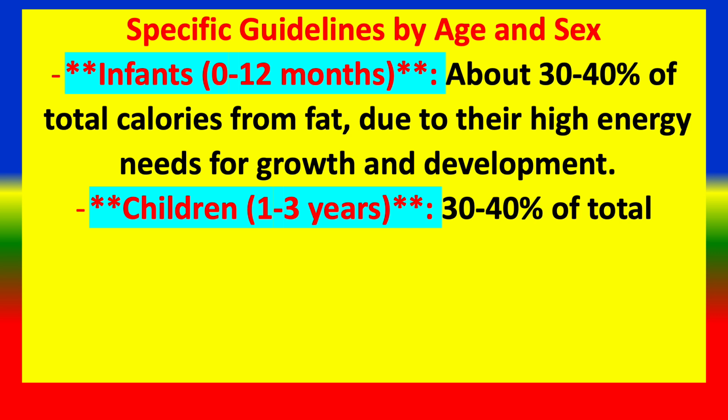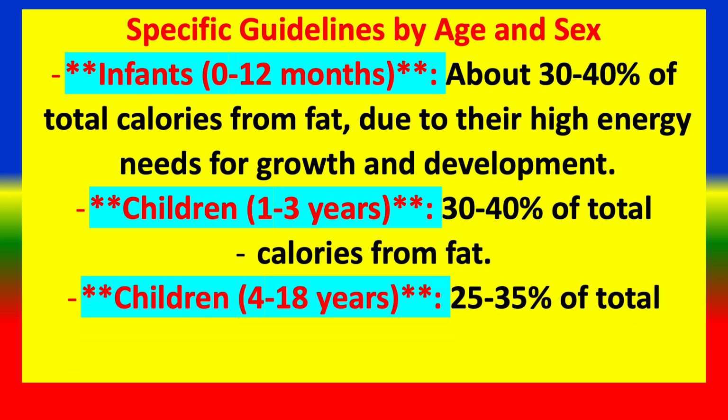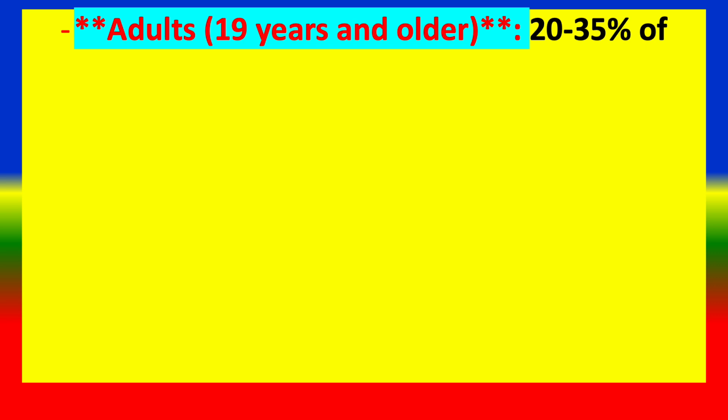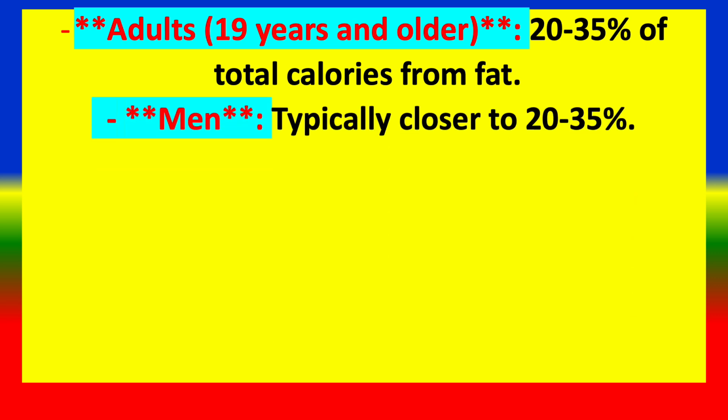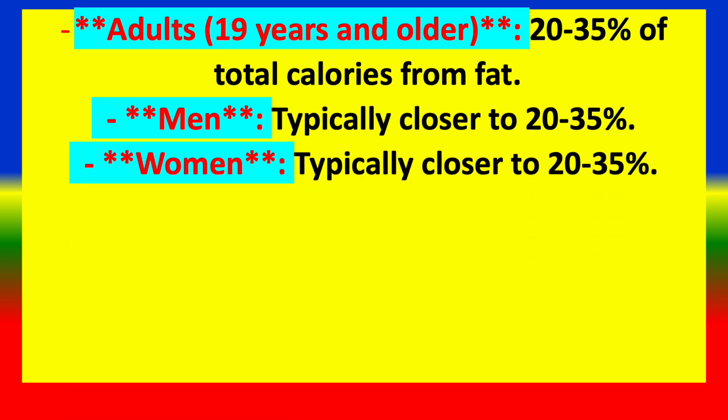Children 1 to 3 years: 30 to 40% of total calories from fat. Children 4 to 18 years: 25 to 35% of total calories from fat. Adults 19 years and older: 20 to 35% of total calories from fat. Men typically closer to 20 to 35%. Women typically closer to 20 to 35%.